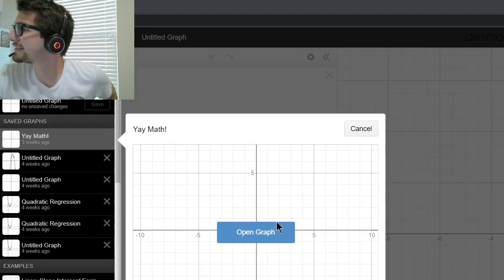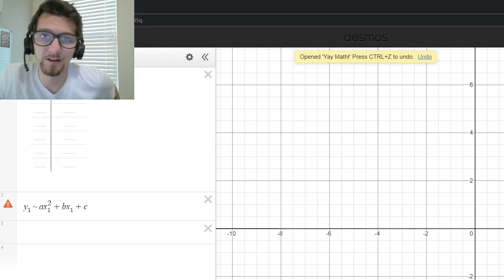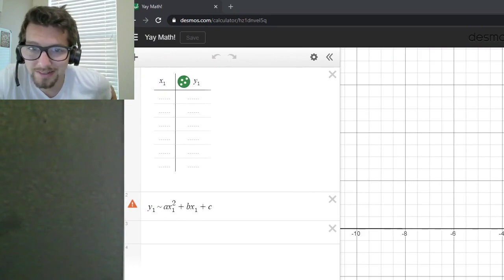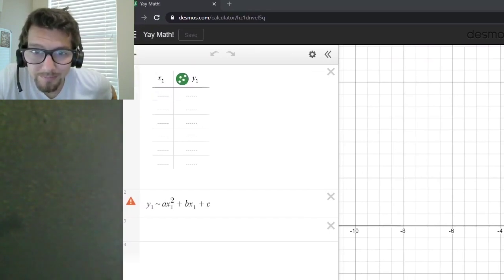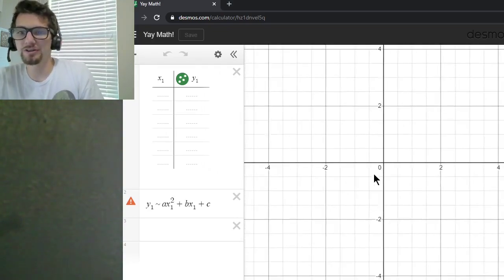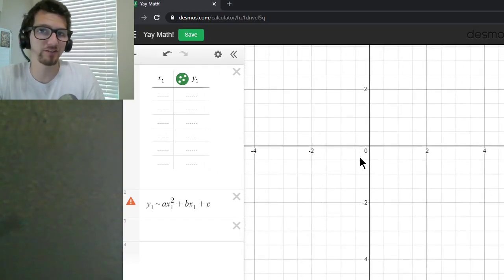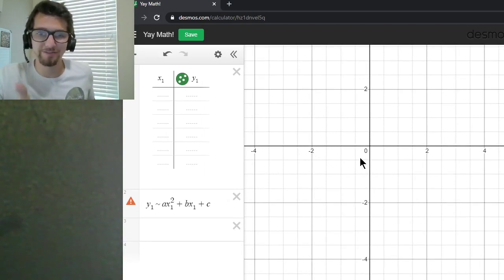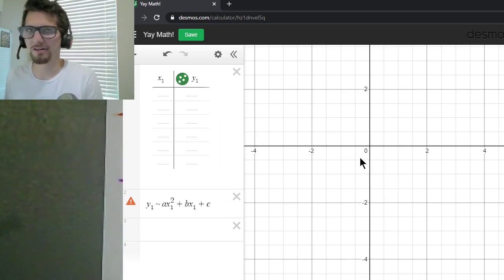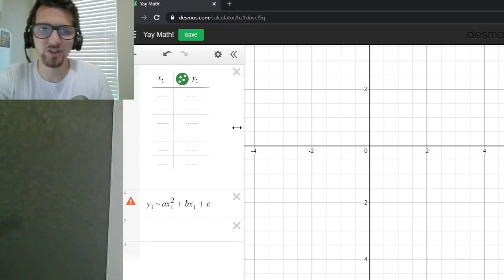Alrighty, so back on Desmos, our good friend. I'm back on Yay Math, that thing we saved. Okay, cool. So, finding r squared was when I give you a parabola, and if you'll remember, r squared is sort of the measure by which the graph matches the points. So in other words, it's basically a measure of how accurate the points are. So I'm just going to make some points up.